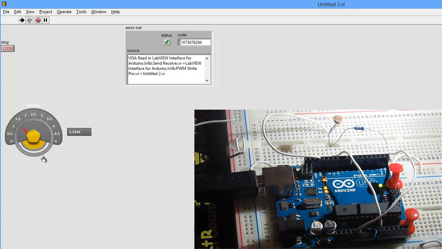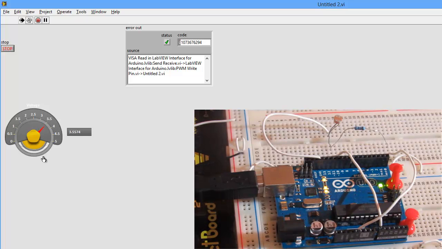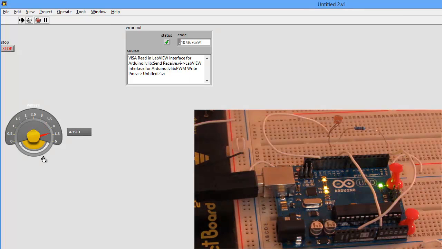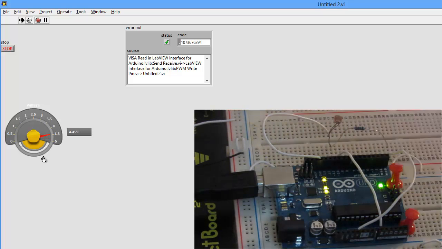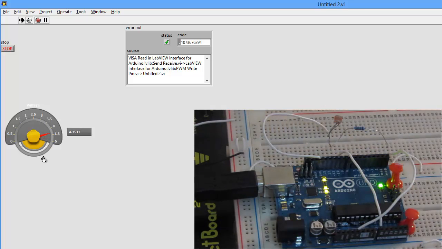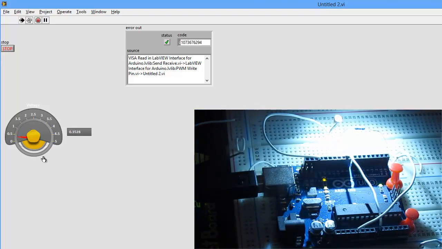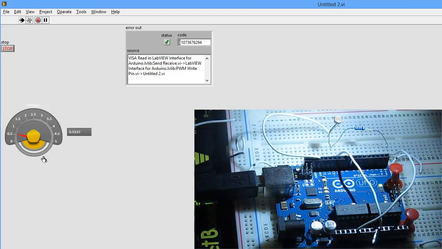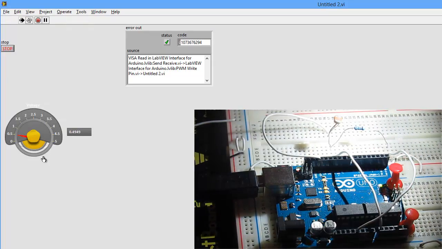So the farther to the right, resistance increases and voltage increases gradually from 0 to a maximum of 4.5. If I cover it completely in darkness with my hand, I will get about 4.9. Again, if I shine my mobile phone on it, yeah, it's sensing the voltage coming from the sensor.